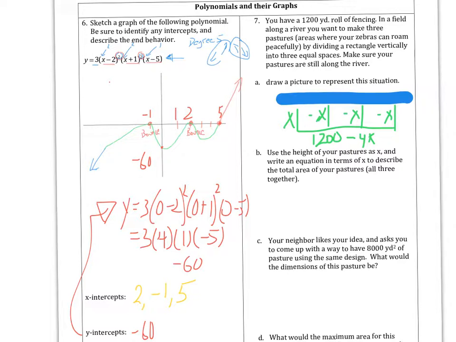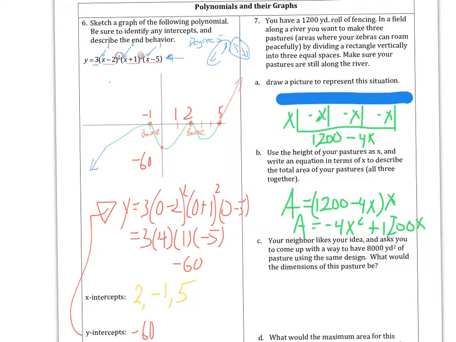So the area would be, so the width is going to be 1,200 minus 4x. I'm multiplying that by the height. I might simplify that to say negative 4x squared plus 1,200x.